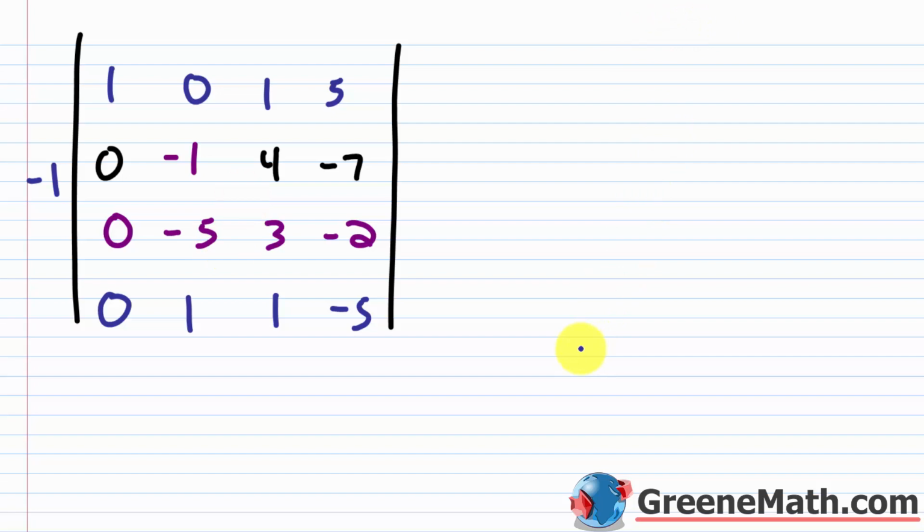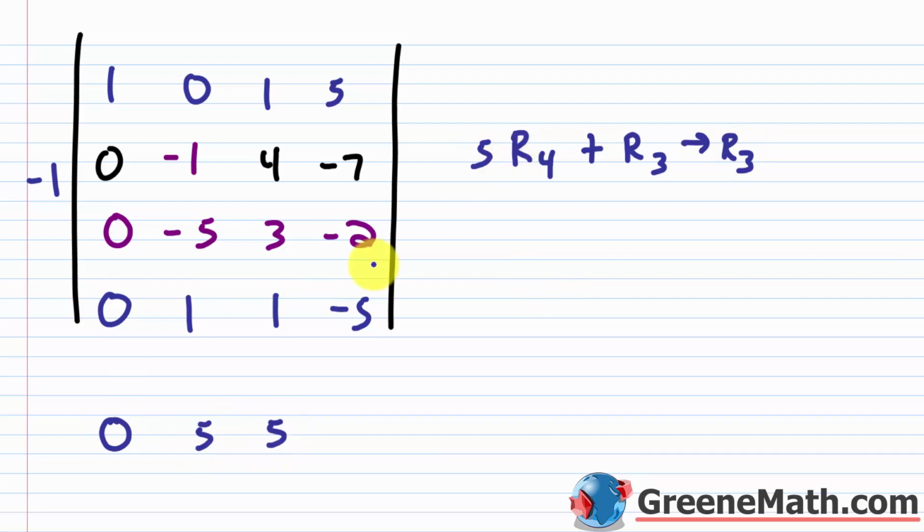So what I'm going to do is multiply row 4, which has a 1 in it, by positive 5. I'm going to add the result to my row 3. That's what I'm going to change row 3 with. So 5 times 0 is 0. 5 times 1 is 5. 5 times 1 is 5 again. 5 times negative 5 is negative 25.